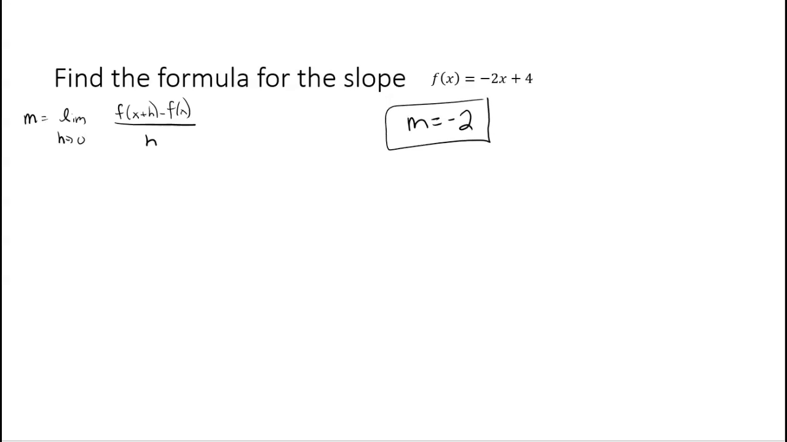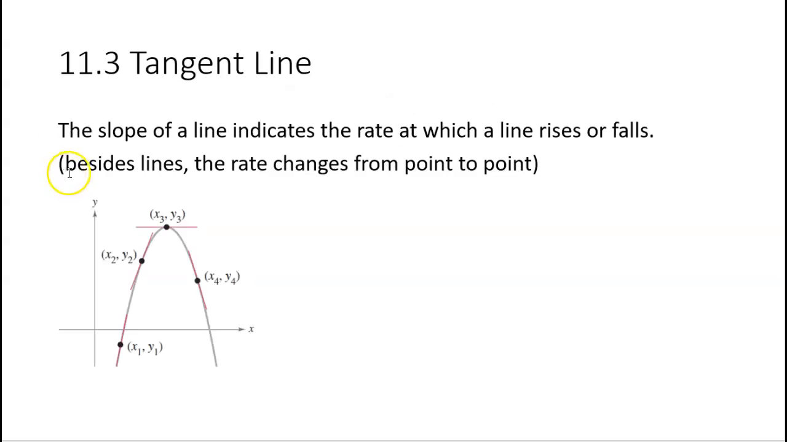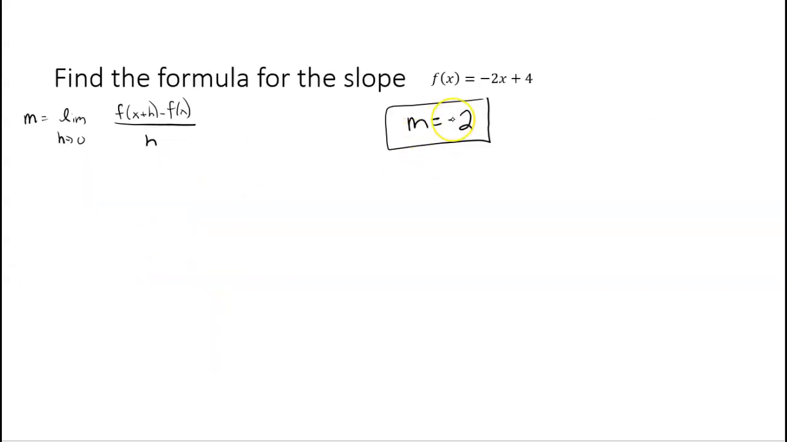This is your answer. Now, there are 2 ways that we can approach this. The first one is the easy way. If you recall, one of the first things I wrote down on the very first slide, I said besides lines, the rate changes from point to point. So besides a line, the rate's going to change. But in this example, it's a line, and it has to have a negative slope, so something that probably looks like this. It doesn't matter, any point on this line, they're all going to have the same slope. It's going to be -2. So you actually didn't have to do any work.